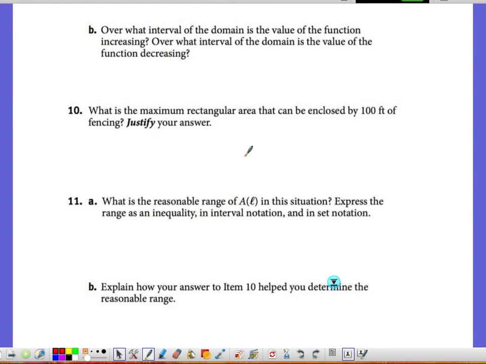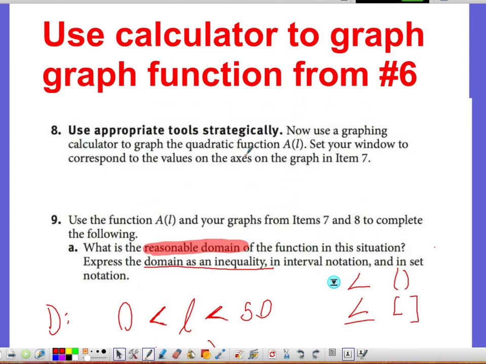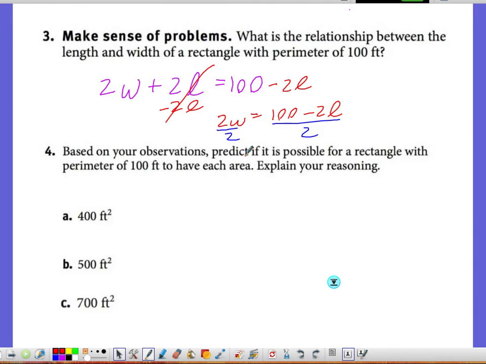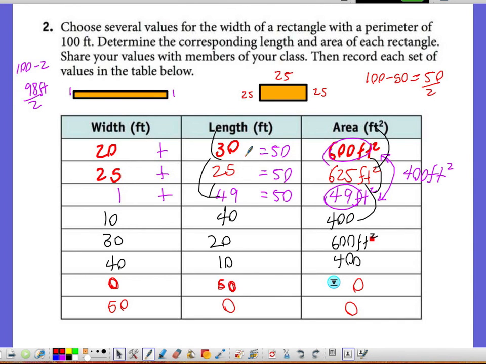10. What is the maximum rectangular area that can be enclosed by 100 feet of fencing? Justify your answer. So you can look at the table. What was the highest possible area that we got from our table? Well, it looks like it was 625 feet squared, which meant that I had a length of 25 in order to get that maximum area.